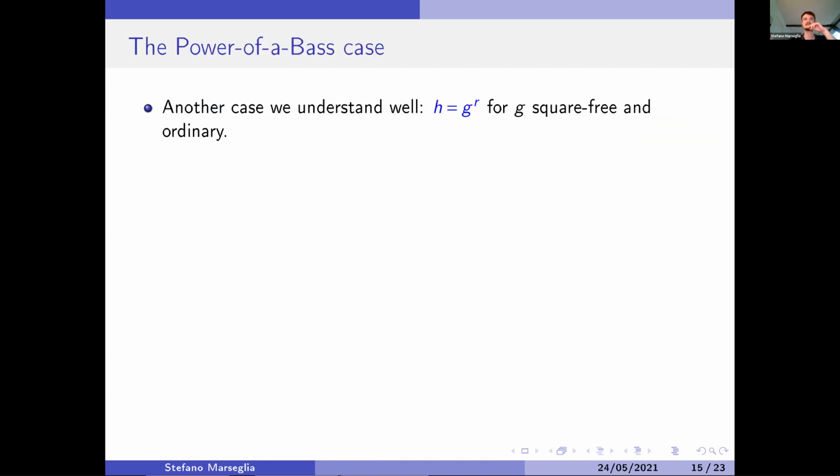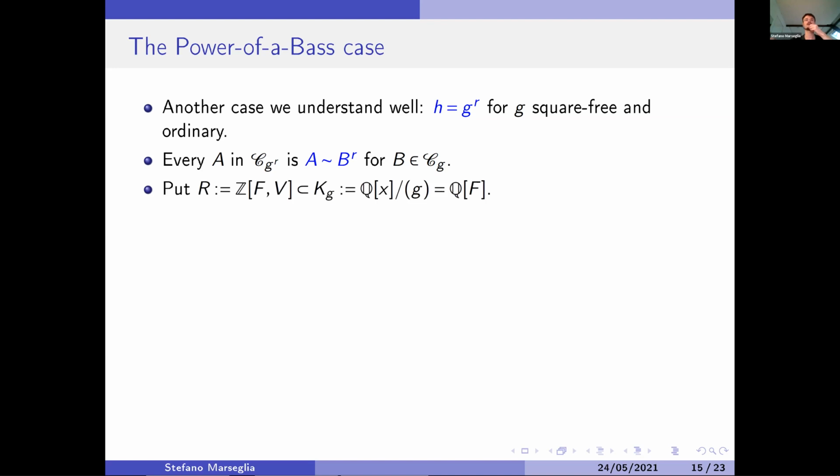Okay. There is another case that we understand well, that is the case where the characteristic polynomial is a pure power. So it's of the form g to the power r, where g is square free, and of course ordinary, because again, we want to use this Deligne equivalence. In this case, every Abelian variety in the isogeny class determined by g to the power r is isogenous to a pure power B to the r, where B belongs to the isogeny class determined by the square free polynomial.